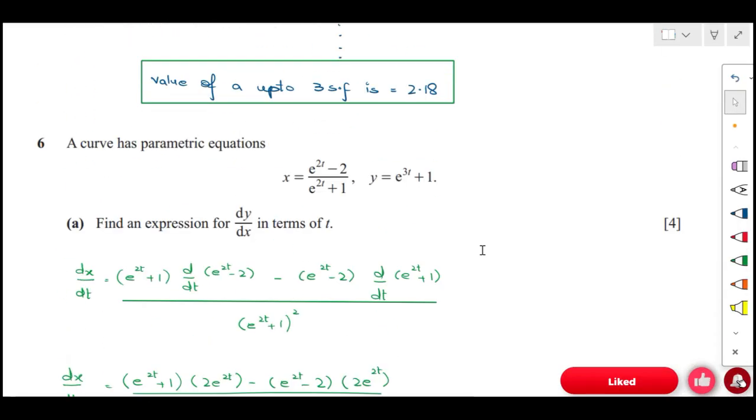Now let me solve dy/dt, the derivative of y with respect to t. If I can solve dy/dt, this should be equal to e^(3t), and the derivative of 3t is 3, which is 3 times e^(3t). Okay, now let me solve the expression for dy/dx.